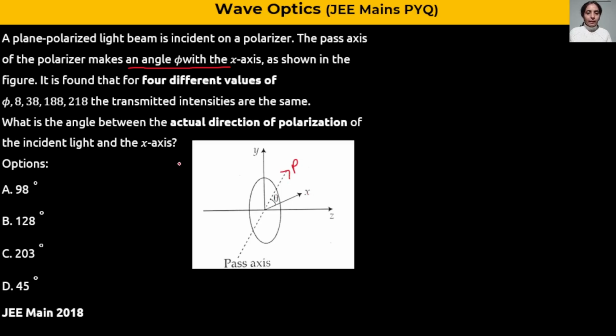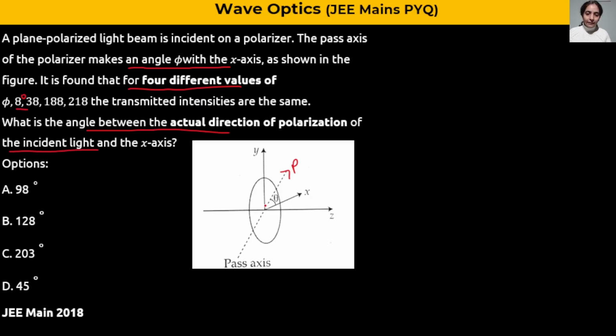Okay, as shown in the figure, it is found that for four different values of phi, that is 8 degree, 38 degree, 188, 218, all in degree, the transmitted intensities are same. What is the angle between actual direction of polarization of incident light and the x-axis?